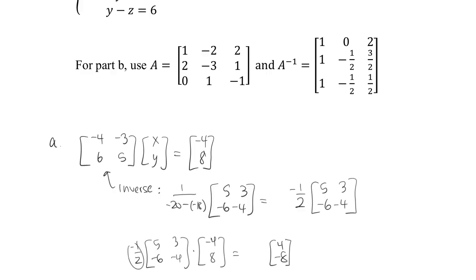And then we need to take this negative 1/2. So negative 1/2 times 4 is negative 2. And negative 1/2 times negative 8 is positive 4. That's equal to x comma y. So the solution is negative 2 comma 4 for part A.